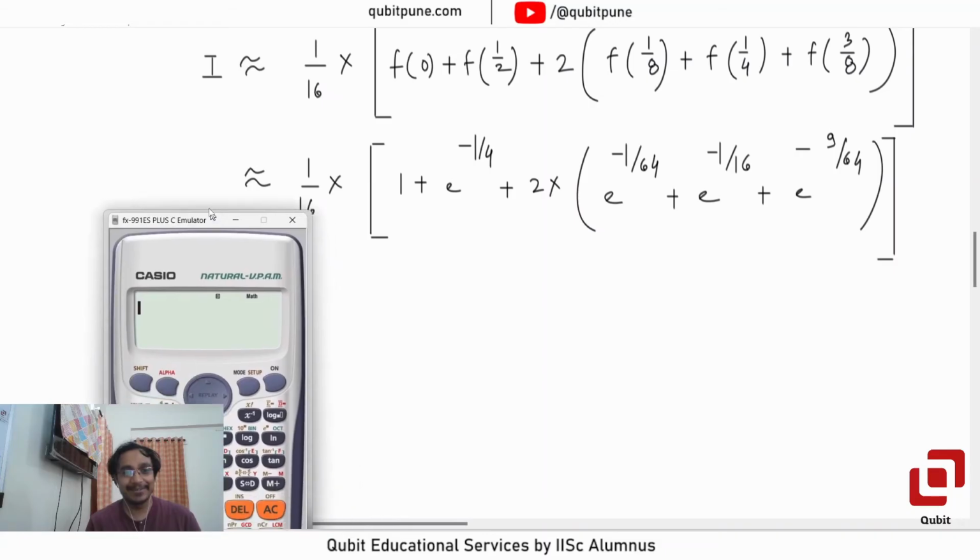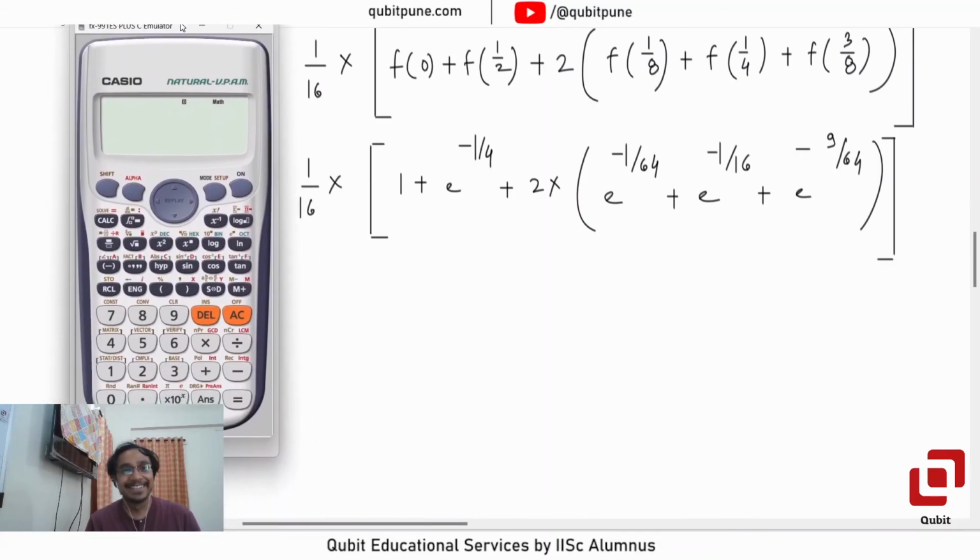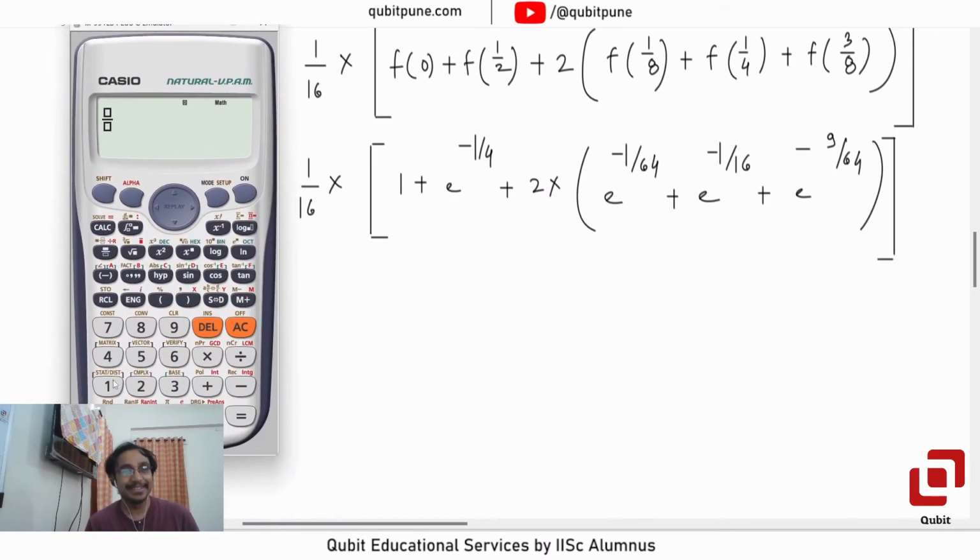Well, I don't know how the people who wrote this exam solved this problem. Anyways, 1 upon 16 into, I think it could have been much better, 1 plus e raised to minus 1 by 4 plus 2 into bracket, let me close that bracket.